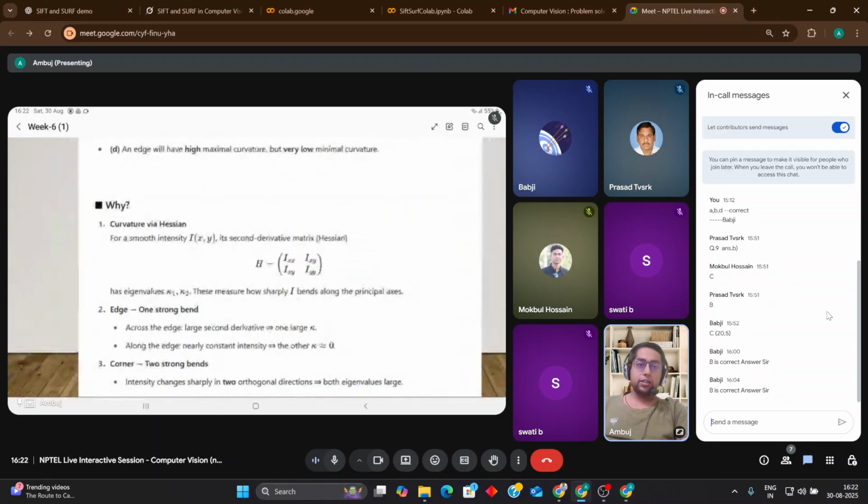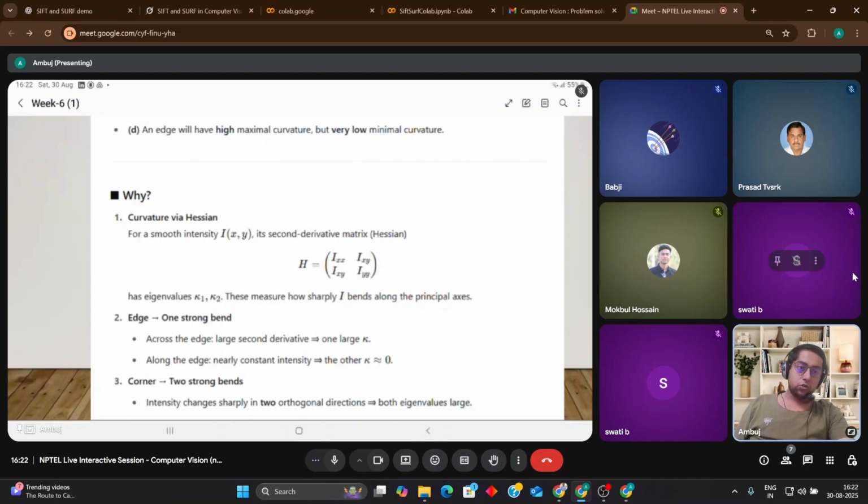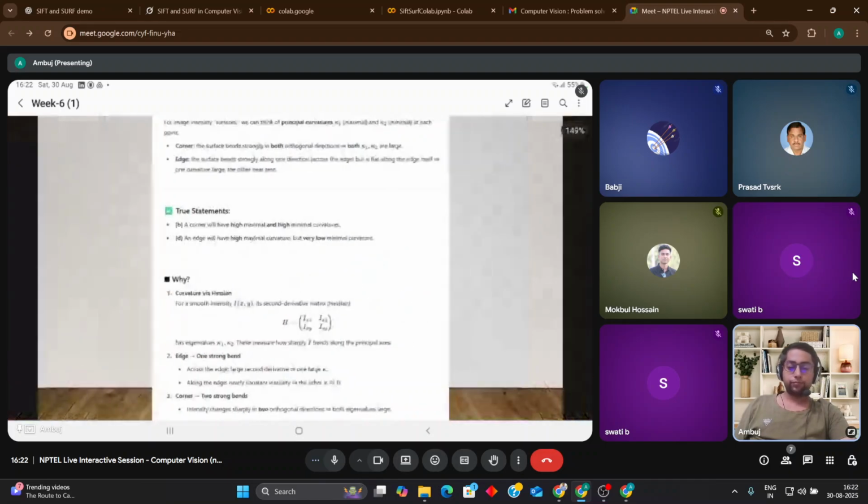If you try to model it using the Hessian, for a smooth intensity I(x, y), the second derivative matrix, which is the Hessian matrix, has eigenvalues k1 and k2. They measure how sharply I bends along the principal axes. An edge will have one strong bend and a corner will have two strong bends. So we compute these two values, and then we say whether it is an edge or a corner.